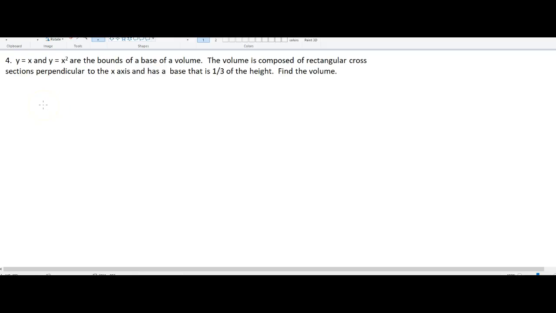All right, so hopefully you started this problem. If you haven't, you need to pause it and wait until you get a chance to do it. We're going to do it now. As we do this problem, there's a new idea, and the new idea has to do with our base.